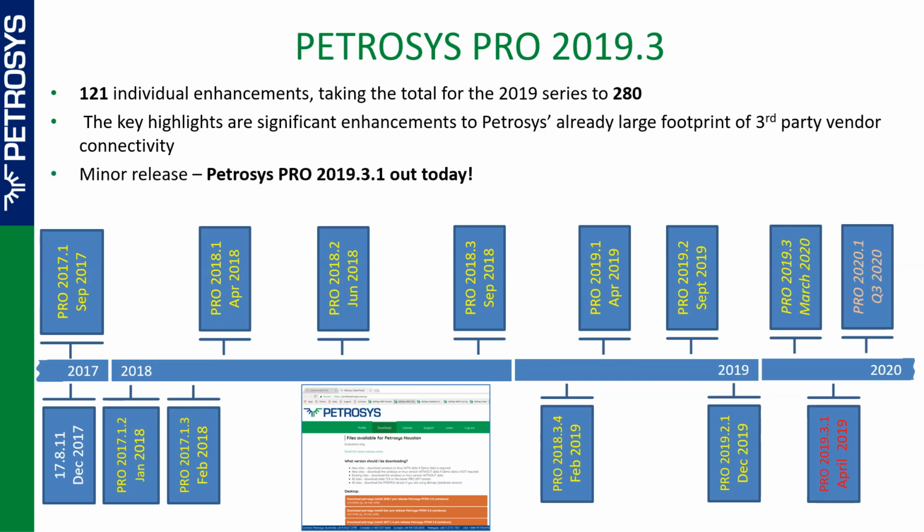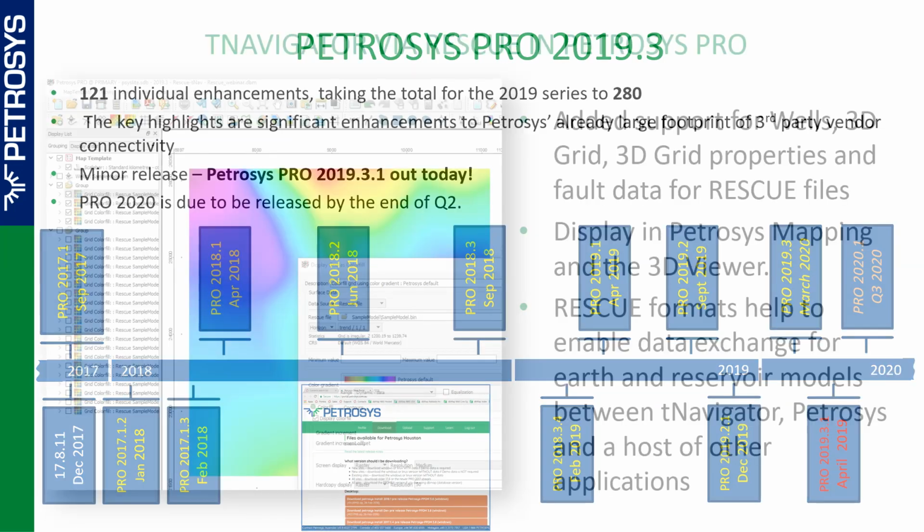As I was mentioning, today we're releasing a minor release, Petrosys PRO 2019.3.1, which contains a series of fixes to a couple of features that we released recently. Petrosys PRO 2019, the major release of this year, is due by the end of Q2, so sometime in June we are planning to have this release out. Please keep an eye on our website and our social media, and as soon as you see some information, please feel free to ask about that release.